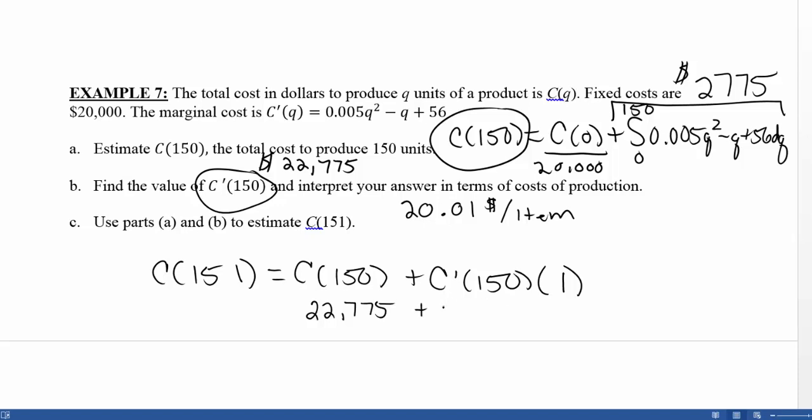So we'll have 22,775 plus 20.01. And we add those together, we're going to get $22,795.01. So that's our approximation for how much we're going to have to pay if we move to 151 items based on the information we have about what was happening at 150 items. So we brought back our local linear approximation, which we learned about way back in an earlier section, talking about how to use the derivative to find out other information.